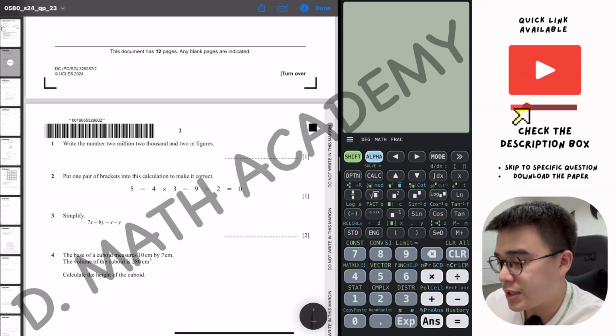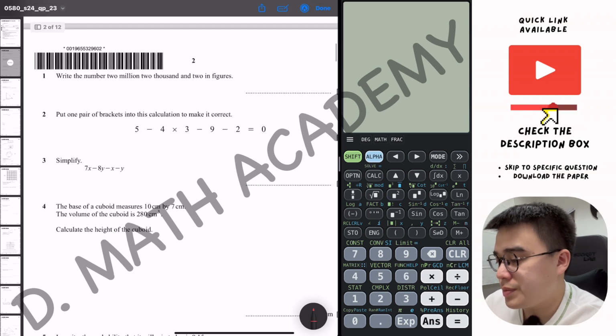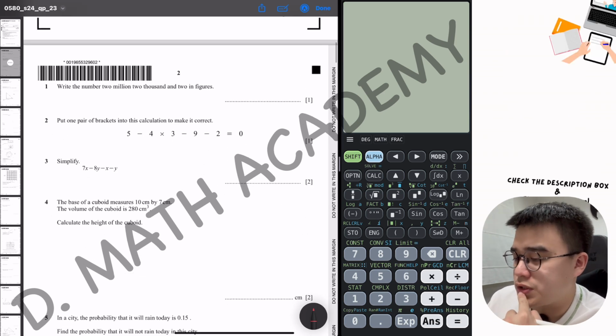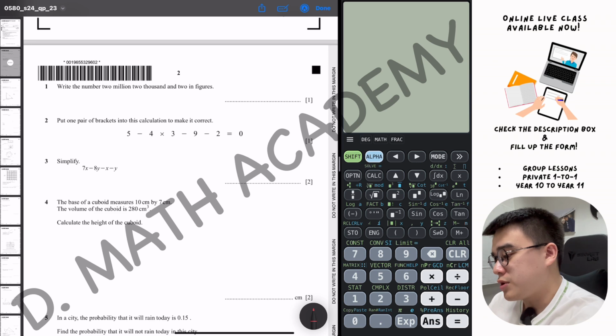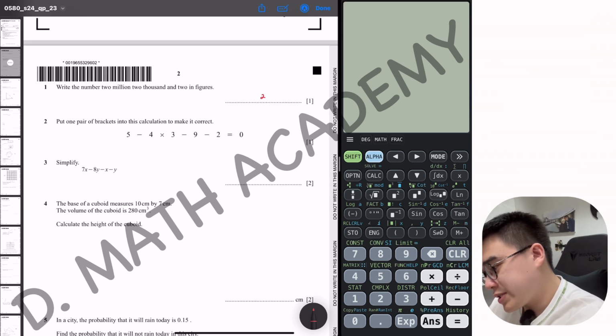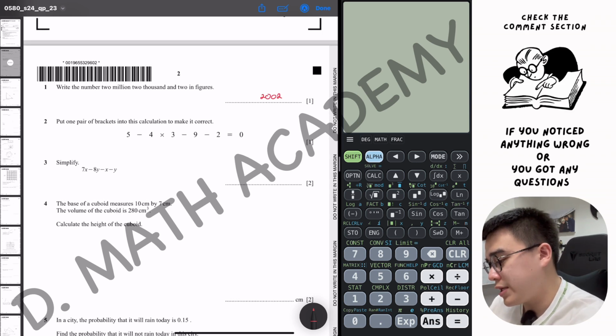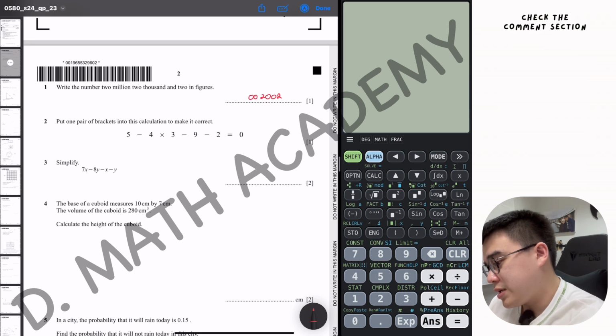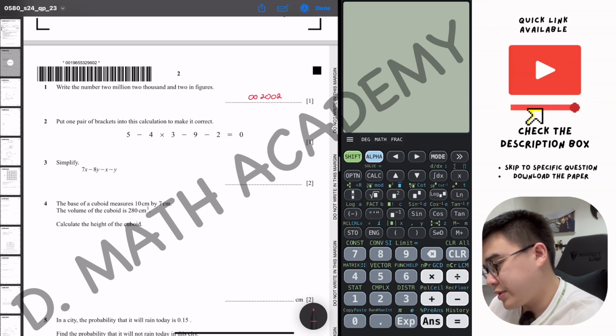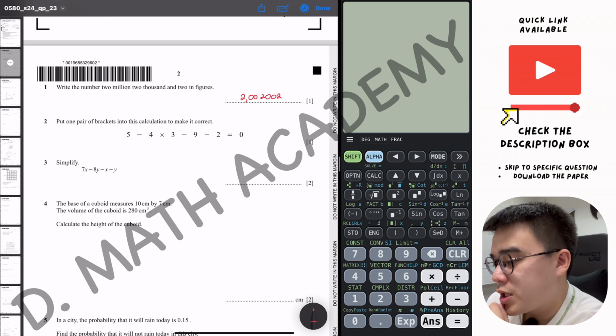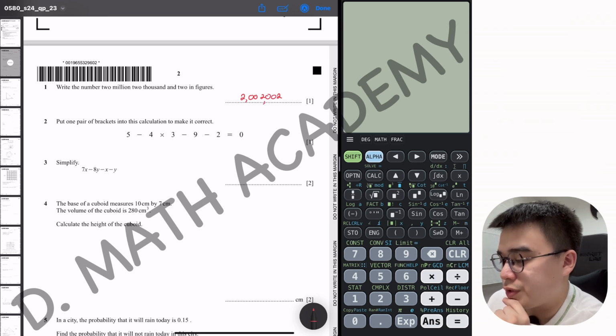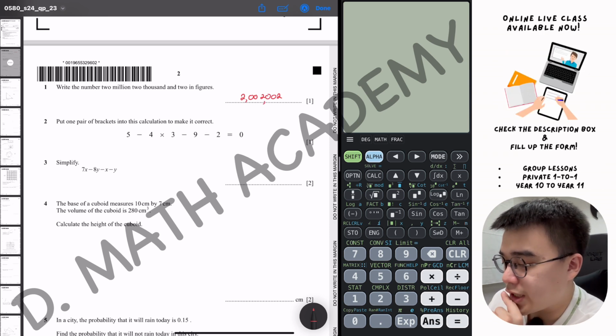So the first one, they ask about 2,002,002 in figures. I'm going to write 2002 first, and then to make it a million, it will be this. 2002002, and that's pretty much it.